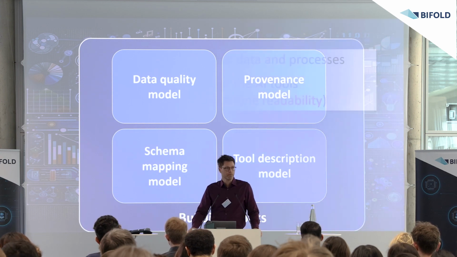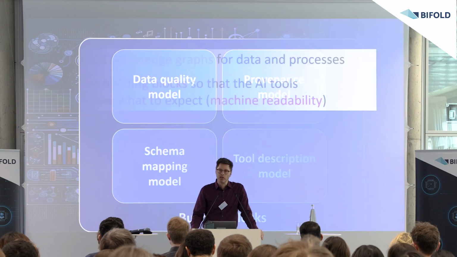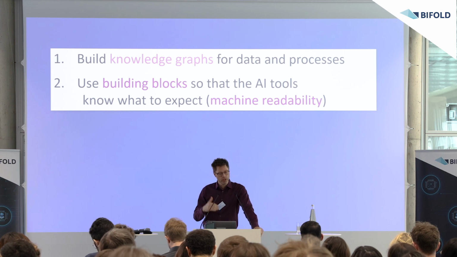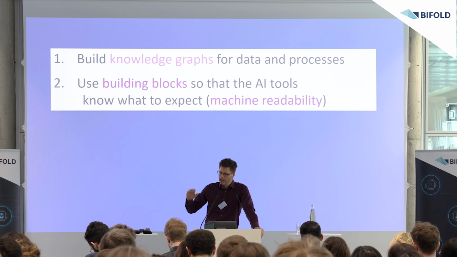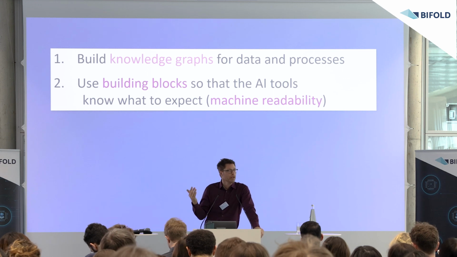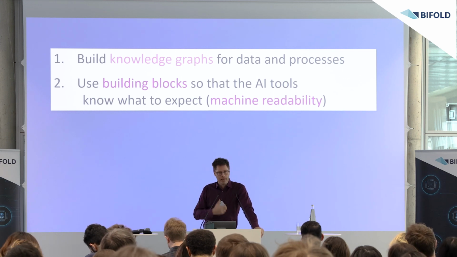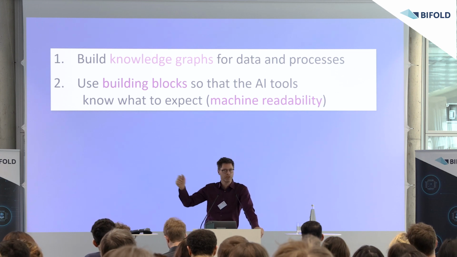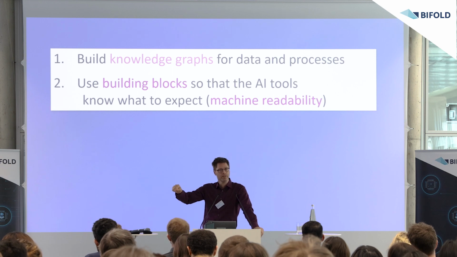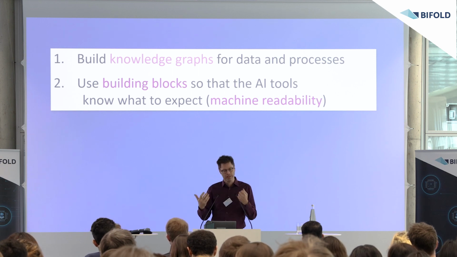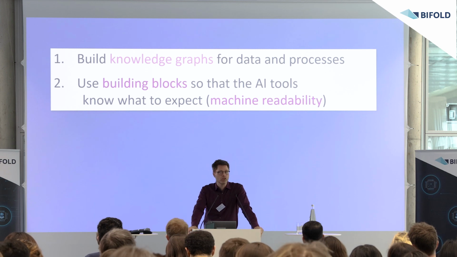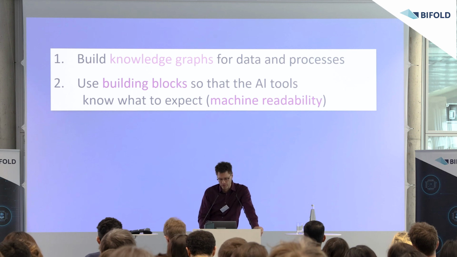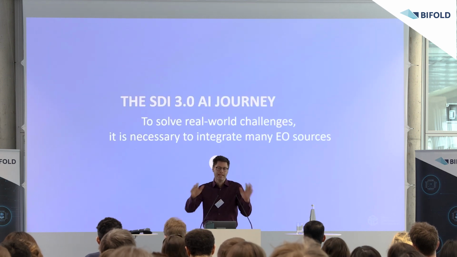So this is the second most important piece, right? After the knowledge graphs that we have now built for all our data and processes, we need to make use of these building blocks, because if you don't use one, no AI tool knows what to expect. You have your data product, but how was it produced? There's a pointer to some history or some elements that were used as base data, but as long as it is not machine readable, the tool cannot do much with the information you provide. So here's the STI journey, right?